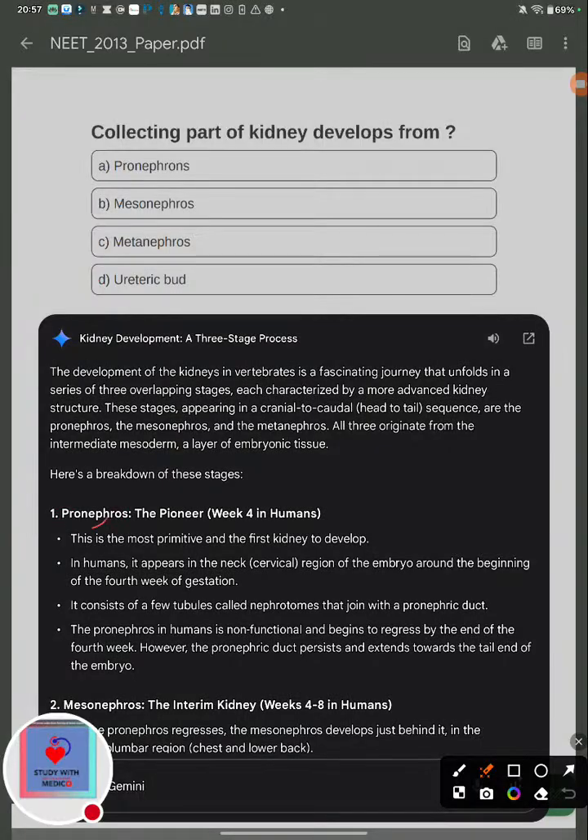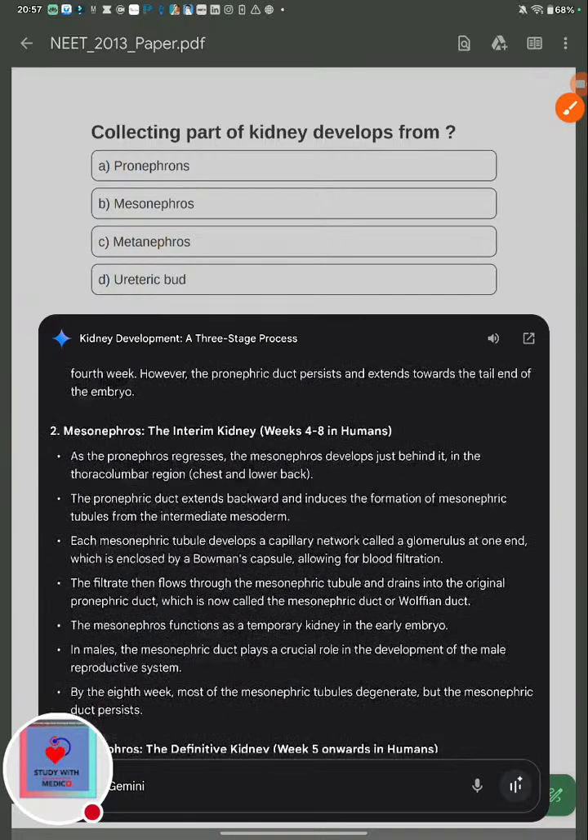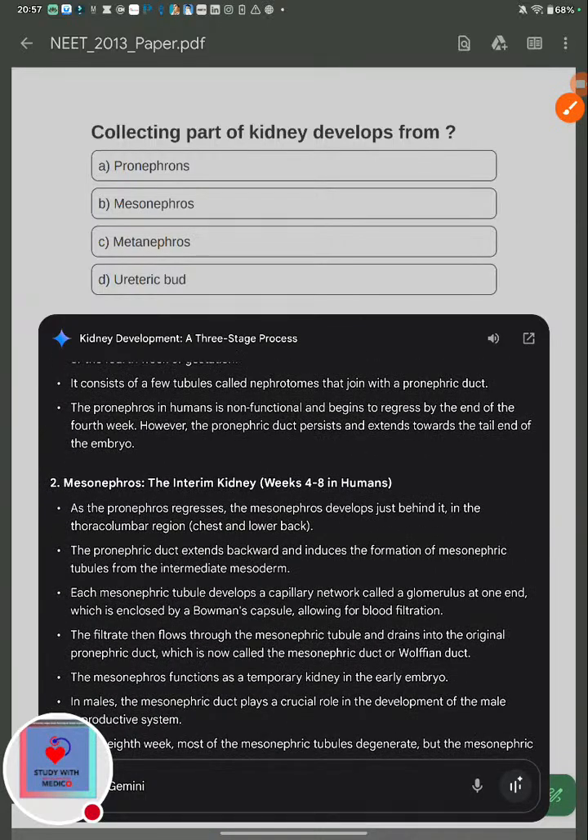So first, pronephros are formed, in the 4th week of gestation. But these are formed in the neck region, the cervical region of the embryo. It consists of a few tubules. These tubules are called nephrotomes. They join with the pronephric duct. Pronephros in humans is non-functional and begins to regress at the end of the 4th week. The duct persists and extends towards the tail end of the embryo.